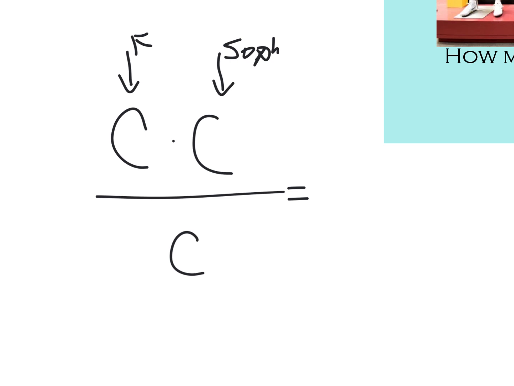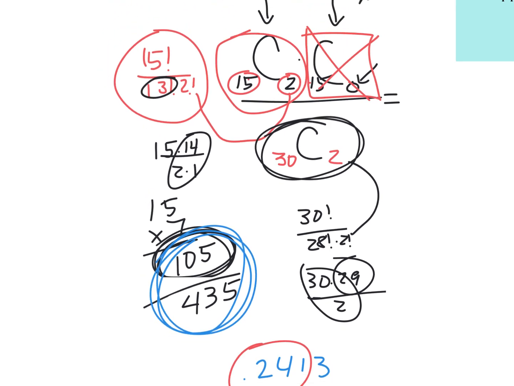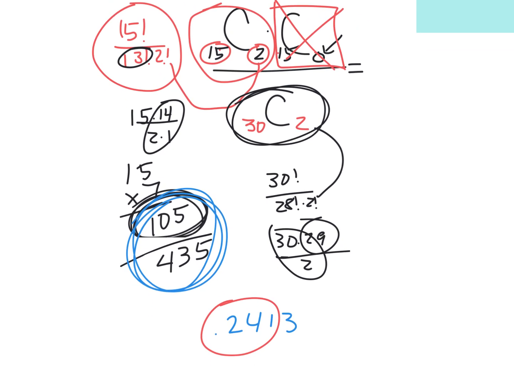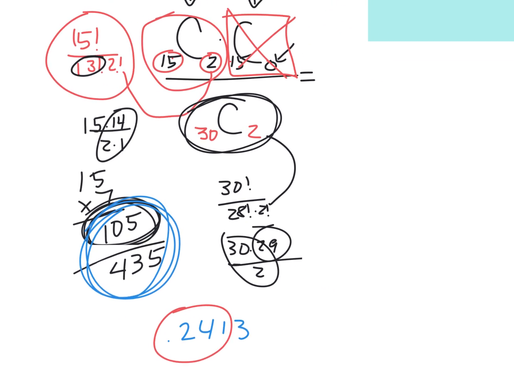All right, here's how you should have set it up. 30C2. How many of you had that part right? Good. Now, check the other part with the kid next to you. What goes in these 4 spots? All right, so we worked this out and we figured out that the final answer was 0.241 for our CC over C question.